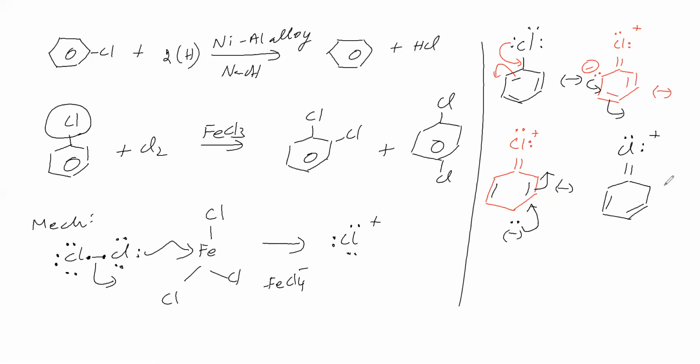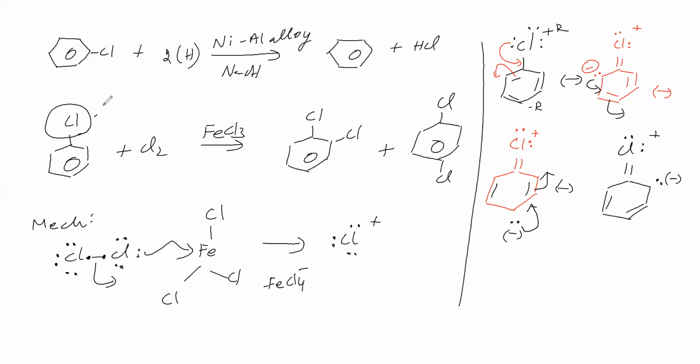Here pi bonding and a negative charge here. Now we can say this Cl is acting as a plus R group. This phenyl ring shows a minus R group. Because of the resonance effect, the ortho position is getting electron rich and the para position is getting electron rich. Therefore, the Cl is an ortho-para director towards electrophilic substitution reaction.